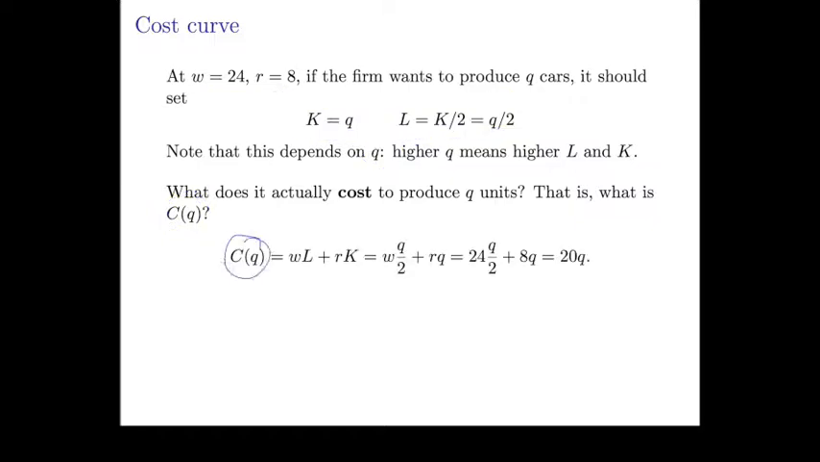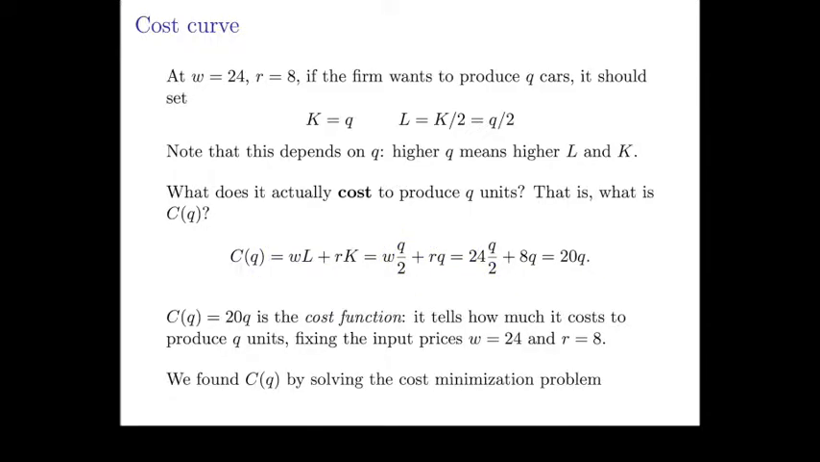Well, C of Q is just the cost of the inputs that you're going to use. Well, you're going to use Q over 2 units of labor, which is going to cost you W times Q over 2. You're going to use Q units of capital, which is going to cost you R times Q. So it's 24 times Q over 2 plus 8Q. This is 12Q plus 8Q, which is 20Q. So that's your cost function. So C of Q is 20Q, and that's the cost function, and it tells you how much it costs to produce Q units given the input prices of 24 and 8.